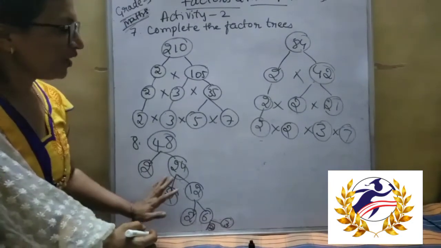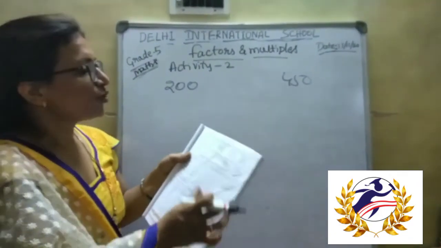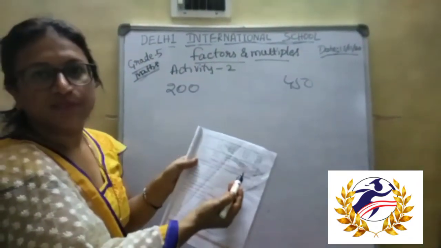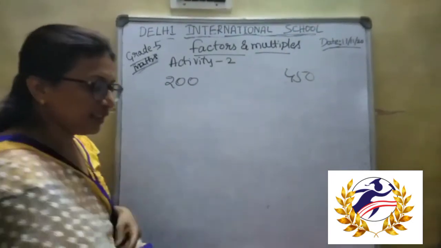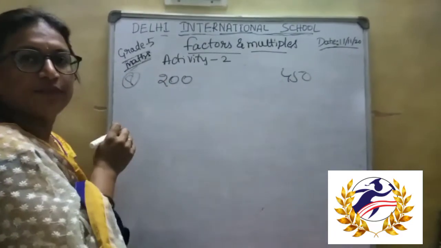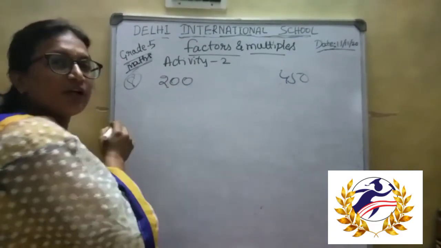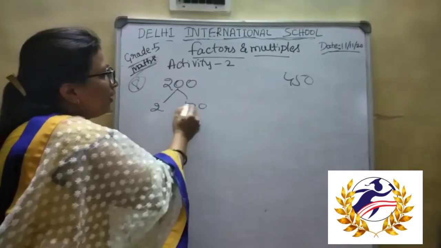In the same way we have to do all the problems. Let me show you some other two problems in this main. In the 8th main, the factor tree method of 200.